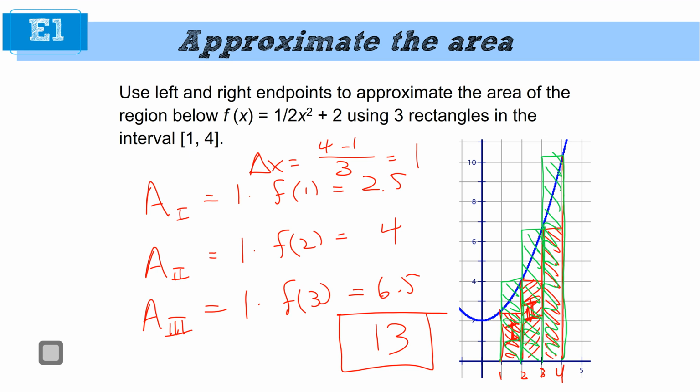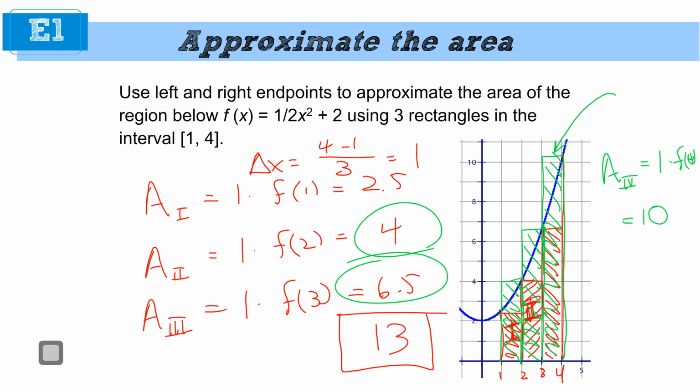And we already did most of the grunt work. Notice the area of those 3 rectangles. This is a visual, so look up here. This rectangle in green is the same as the second rectangle in red. The second rectangle in green is the same as the third rectangle in red. So really all we need to do is find the area of that rectangle, which we'll call the area of IV. 1 times f of 4, which is 10. So then the green would be 4 plus 6.5 plus 10.